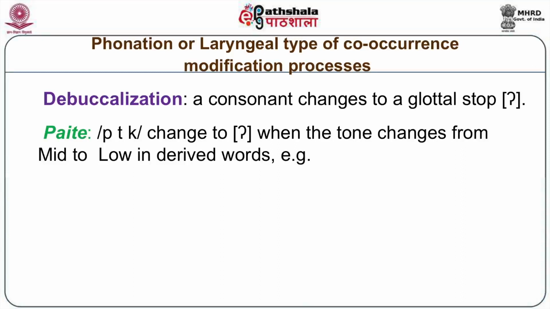Debuccalization. Debuccalization is a process where a consonant changes to a glottal stop. In many languages, especially Tibeto-Burman languages, we have consonants such as p, t, k changing to a glottal stop. Some examples of debuccalization are given on the screen.